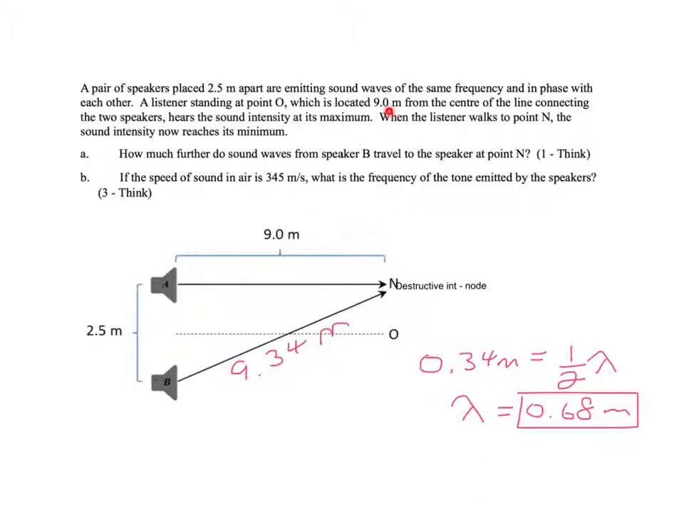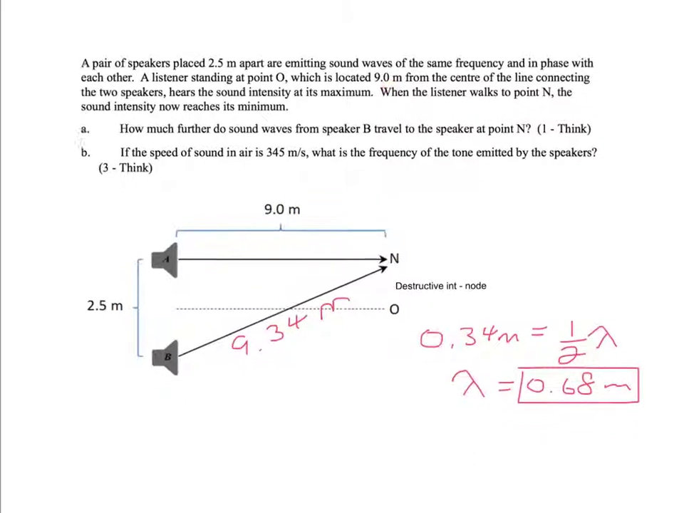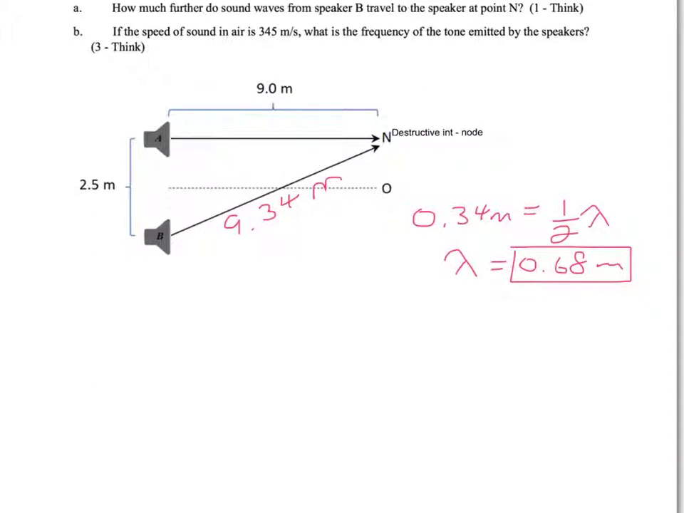Okay, so what we've just done right now is we've answered part A of the question, where it says how much further do sound waves travel from speaker B to speaker A. All right, from speaker A to N and speaker B to N. So we answered part A, but then it says part B. If the speed of sound in air is 345 meters per second, what is the frequency of the tone emitted by the speaker? So let's just move this up a little bit. All right, so let's answer part B.